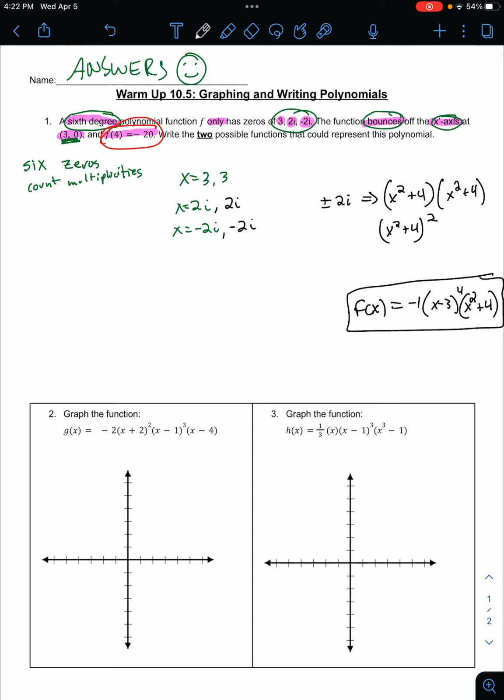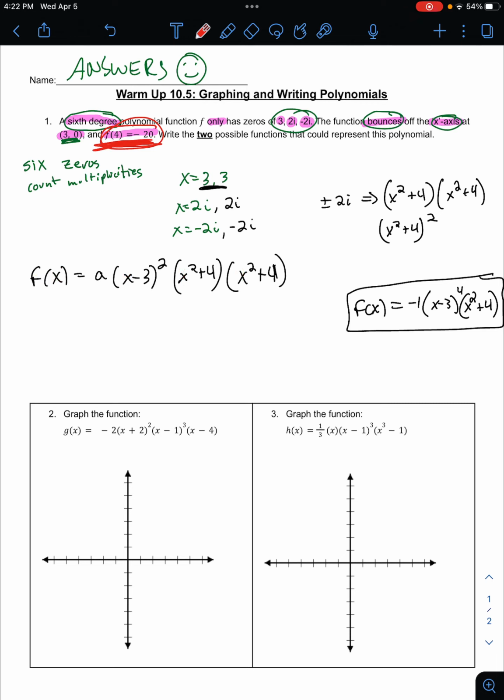And so when I put my function together, I would say f of x is equal to a times x minus 3 squared from the multiplicity of 2 for that 0 of x equals 3. Then I'm going to put x squared plus 4 and maybe another x squared plus 4. Maybe I choose to write it this way. Then I still have this criteria that f of 4 has to be equal to negative 20. When I plug in 4 for x, I'm supposed to get out negative 20 for y. So let's try to solve that.